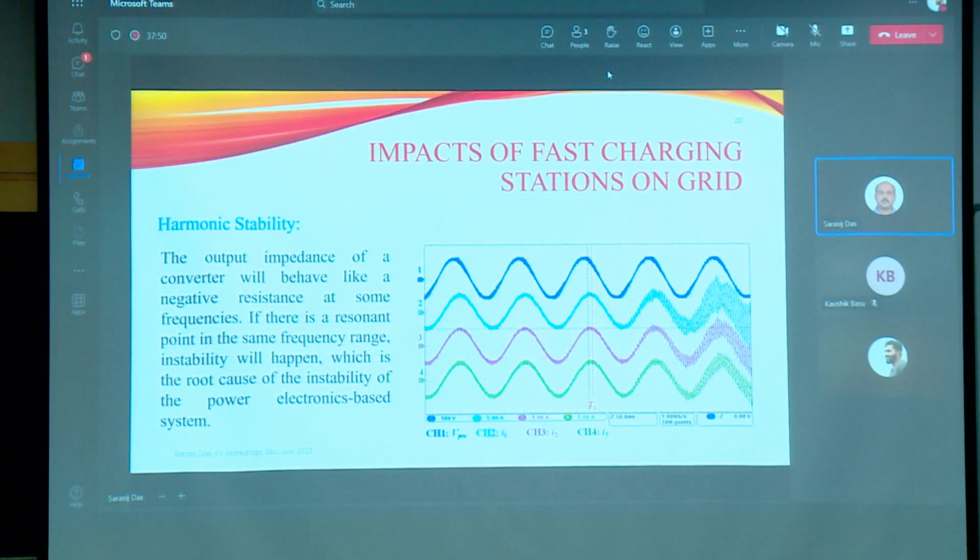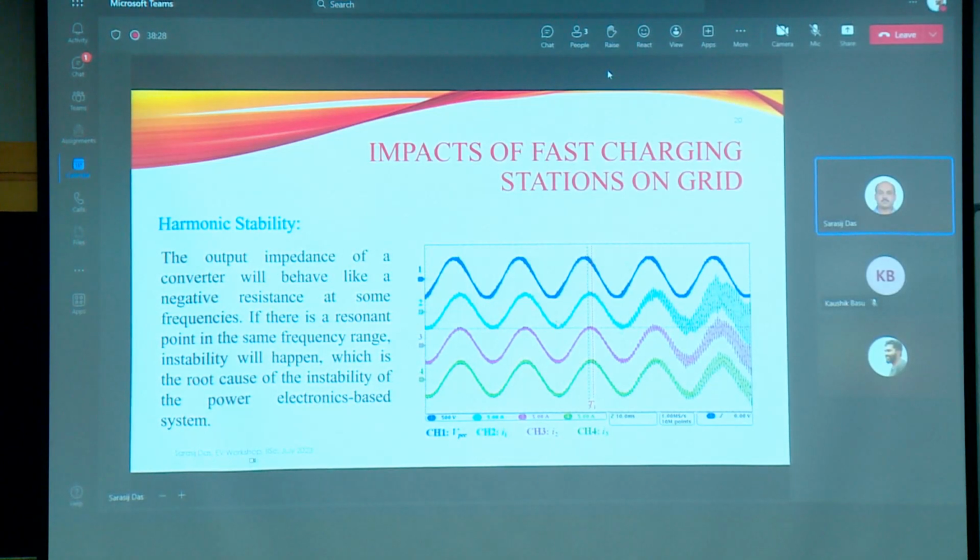Now, in the case of an inverter, the output impedance of an inverter can behave like a negative resistance at some frequencies, not all, but at some frequencies. So if there is a resonant point in the same frequency zone, then the inverter will resonate and there will be instability, right? So this is basically one of the root causes of instability of power electronics based systems.